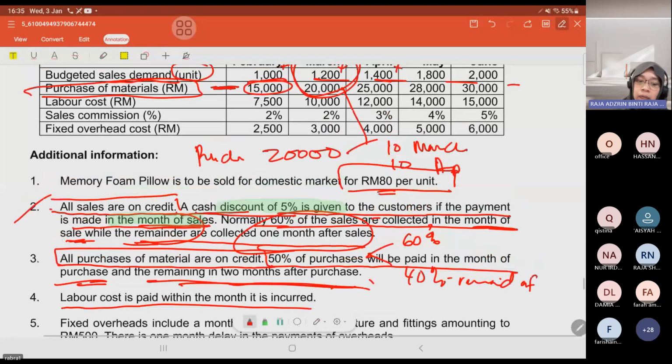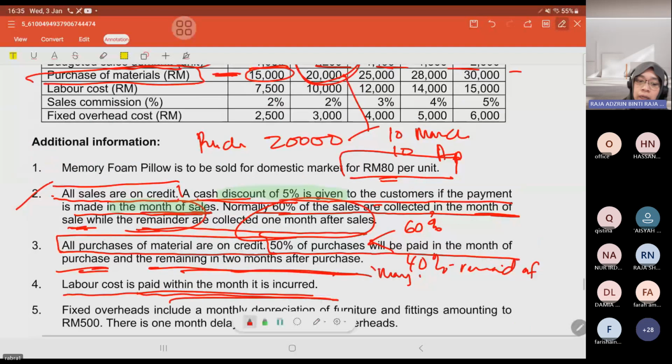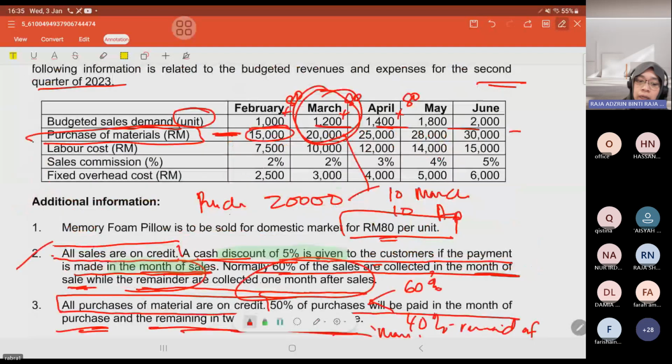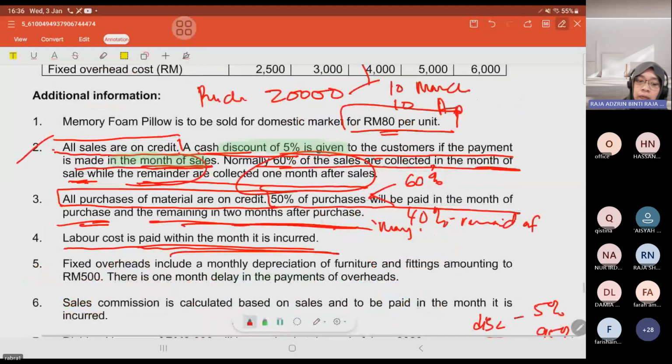Okay. Labor cost is paid within the month it is incurred. So kat mana dia incur, kat situlah dia bayar. So labor cost, kalau you are doing untuk apa tadi? You are doing untuk April, May, June. So kalau you buat untuk April, ambil je April punya labor cost 12,000, 14 dengan 15. Sebab dia settle in the month incurred.